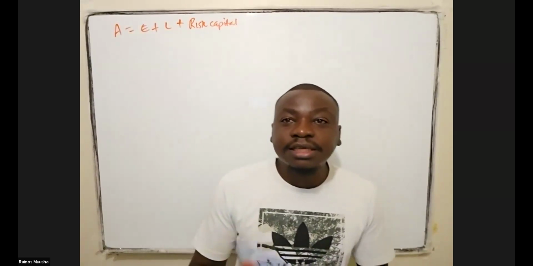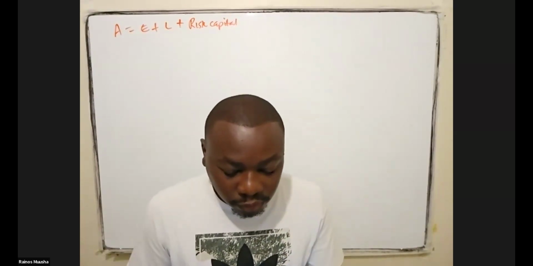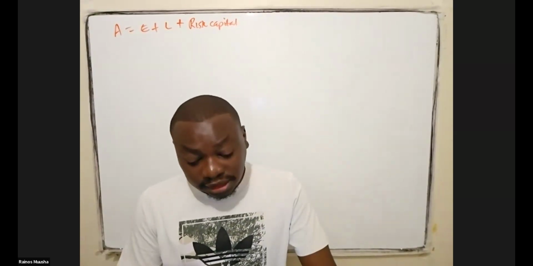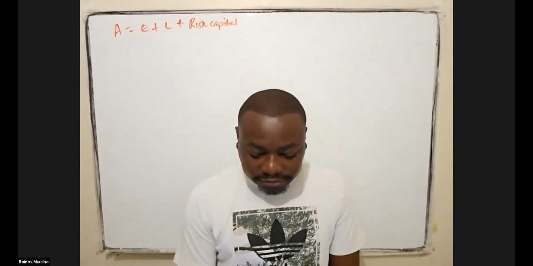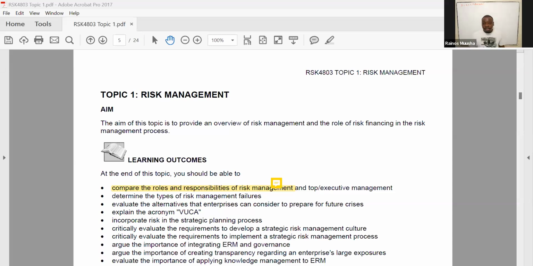Also, when it comes to the assignments, we are going to deal with the assignments together. How we're going to approach that, I'll go through with you as we go through the assignments. So when you look at topic 1, remember we said topic 1 introduces us to risk management, and the lecturer says the aim of this topic is to provide an overview of risk management and the role of risk financing in the risk management process. So that's the aim of this topic.